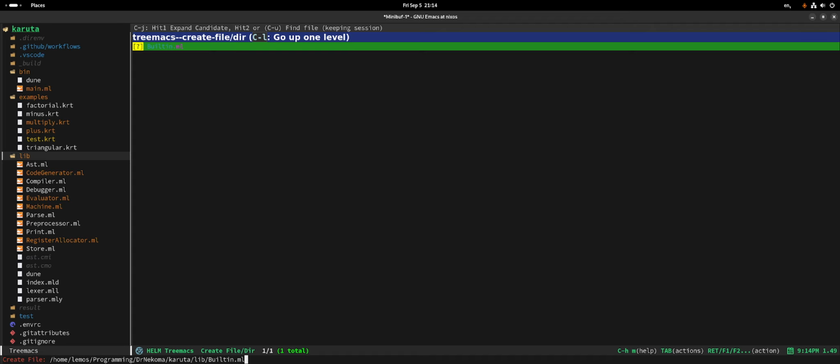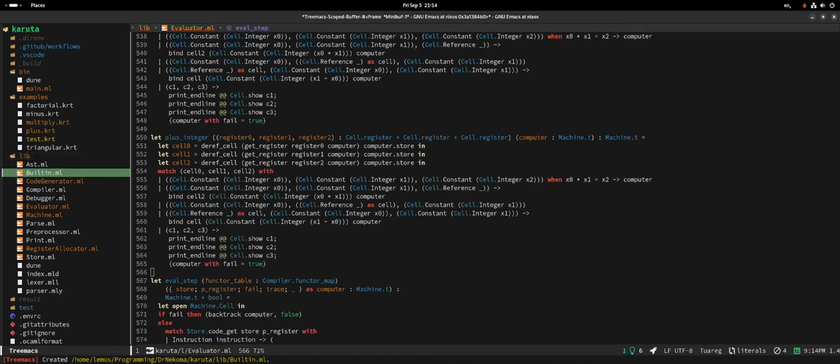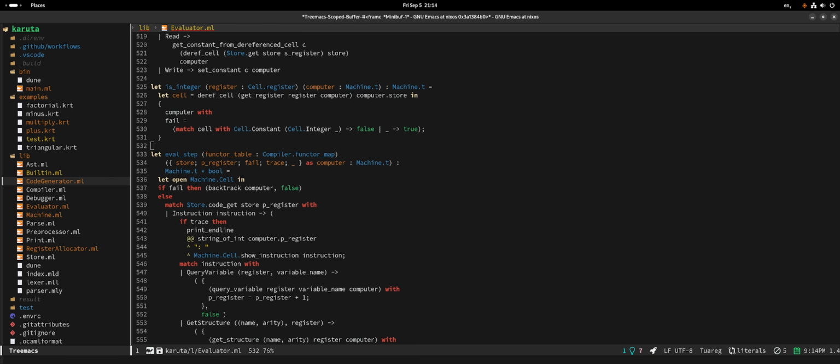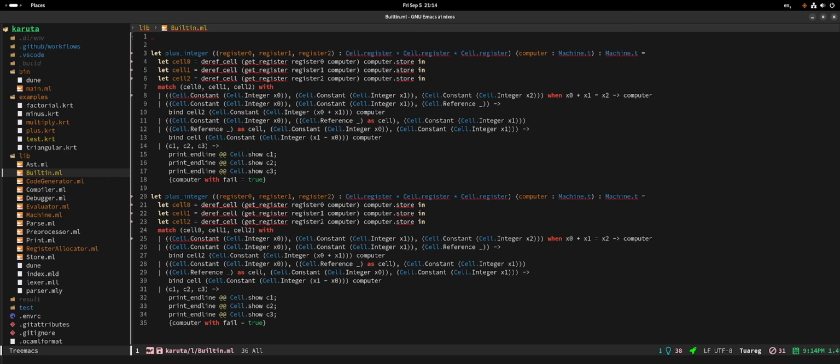What do you think? Built-in, yeah, we should probably. And then we can grab all of this and toss it in here. The only problem is that this requires the ref cell.